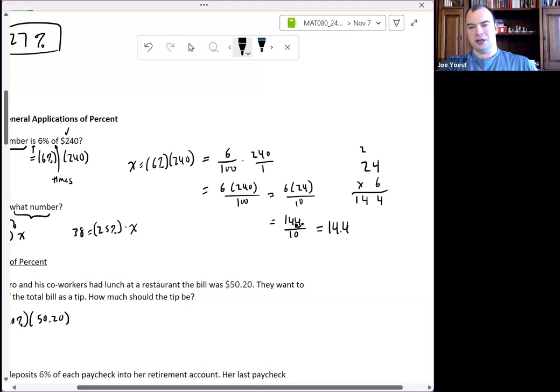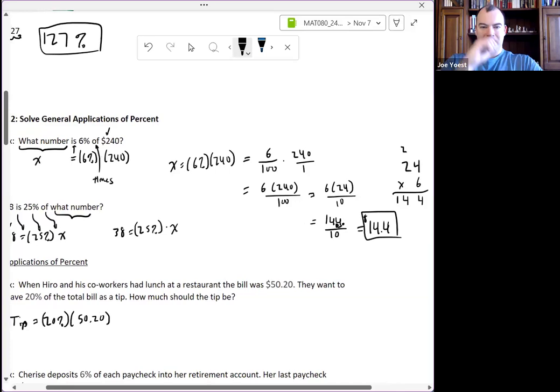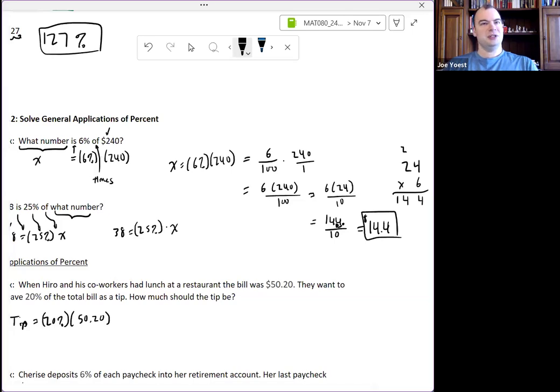Our 240 is in dollars. And we can ask ourselves, does that make sense? Well, 10% of 240, that's 1/10 of it. That's like $24. 6% is like 2/3-ish of 10%. So what's 2/3-ish of $24? Is that $14? Yeah, that's pretty close. So that makes sense, right?